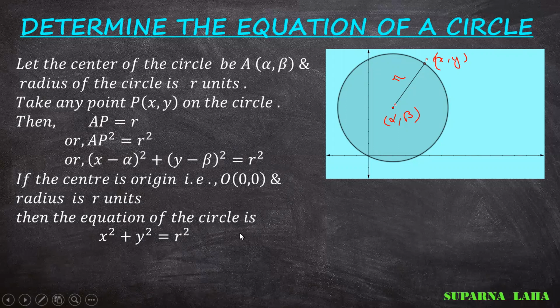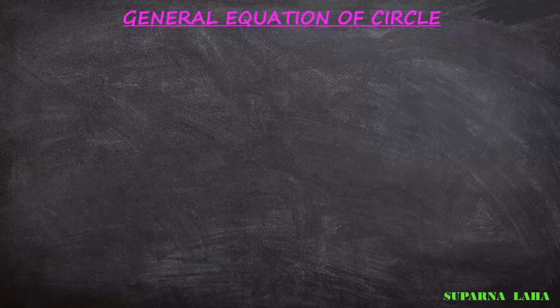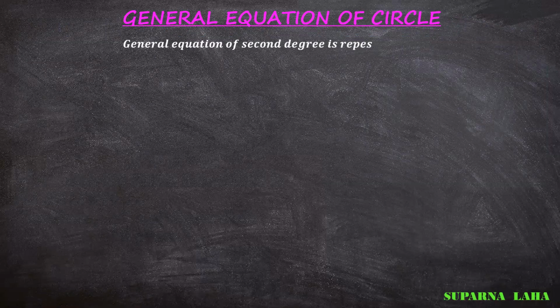No need to say that this particular equation will represent a circle. Looking at the equation, you can easily say that it will represent a circle. Clear? Now in the previous class, we already talked about the general equation of the conic section. Right? There is a second degree general equation which is given by ax square plus by square plus 2hxy plus 2gx plus 2fy plus c equals to 0.